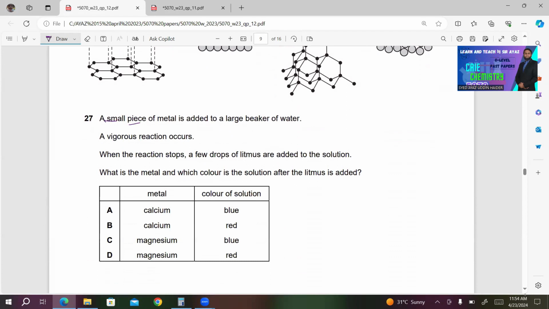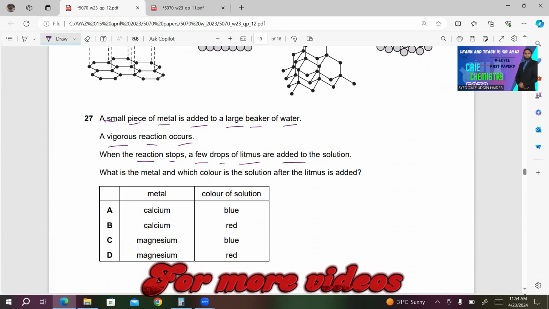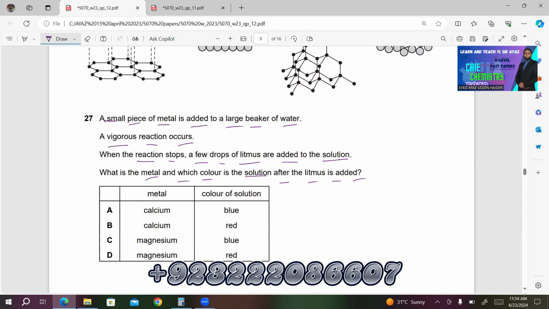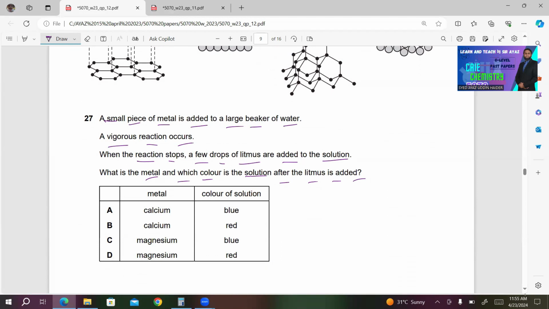27. A small piece of metal is added to a large beaker of water. A vigorous reaction occurs. When the reaction stops, a few drops of litmus are added to the solution. What is the metal and which color is the solution after the litmus is added? This simply indicates that the metal added is one of the reactive metals. So you have two metals here. We have calcium and magnesium. Which one is more reactive? Definitely calcium is more reactive than magnesium. So either A is correct or B is correct. Both C and D are incorrect. Now you have added the litmus solution.